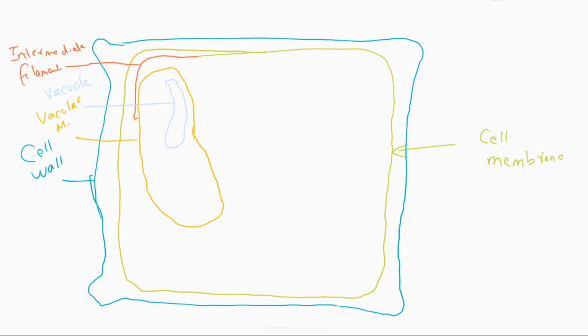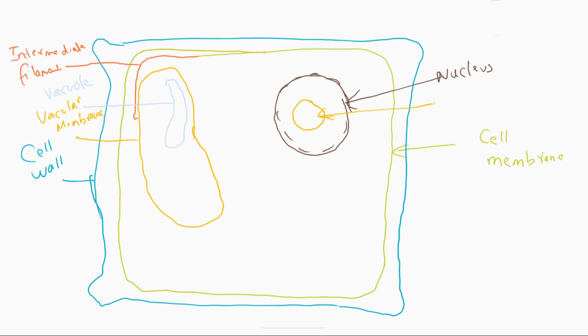Vacuolar membrane. Vacuolar membrane is present around the vacuole in the plant cell. A nucleus is present within the plant cell. It is a nucleus. And within the nucleus, nucleolus is present. Nucleolus is present within the nucleus.